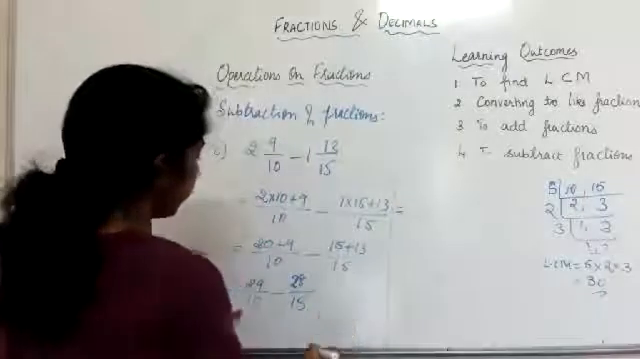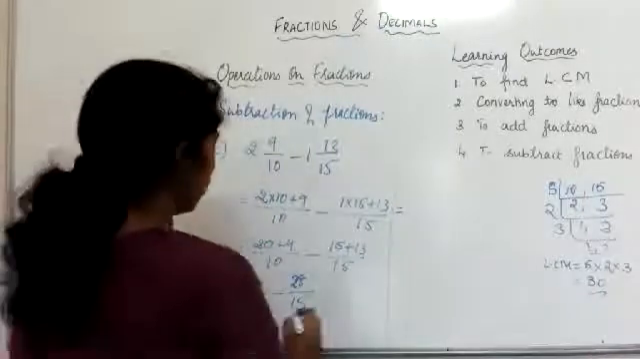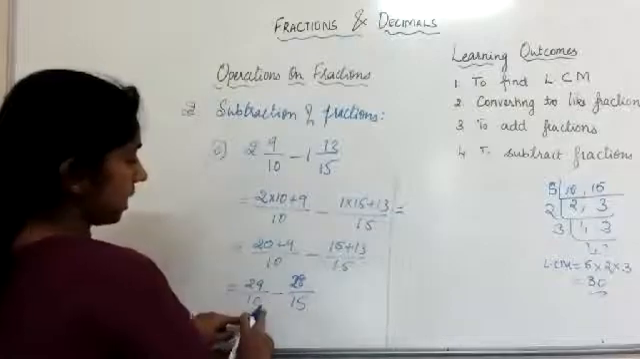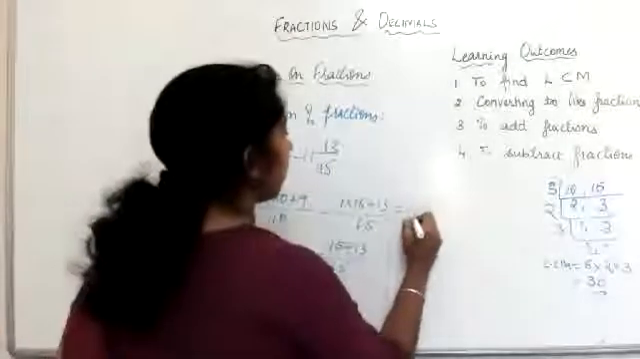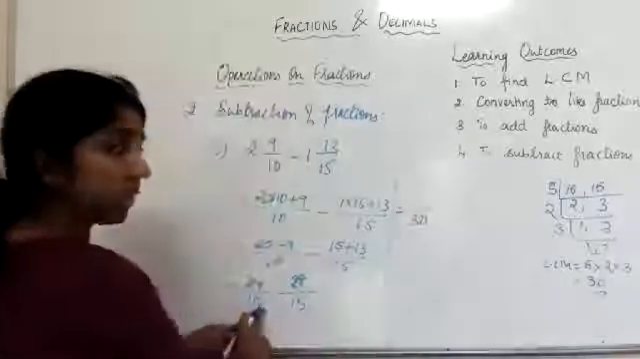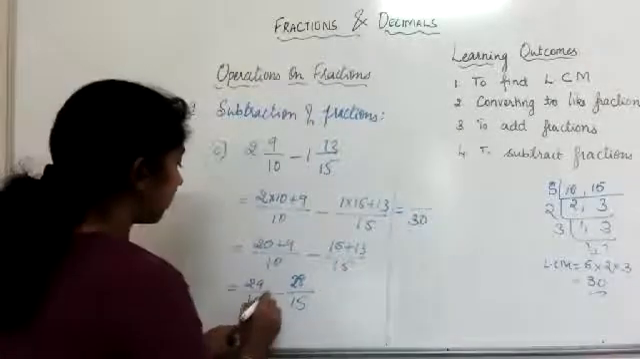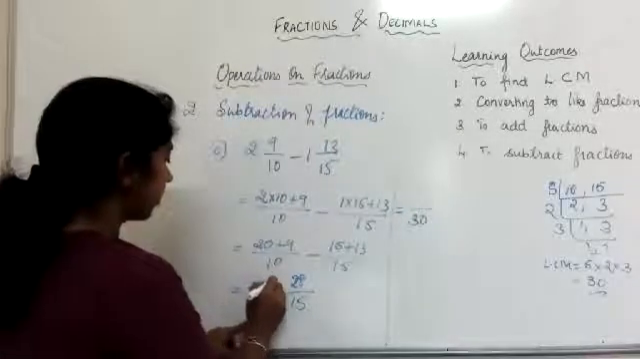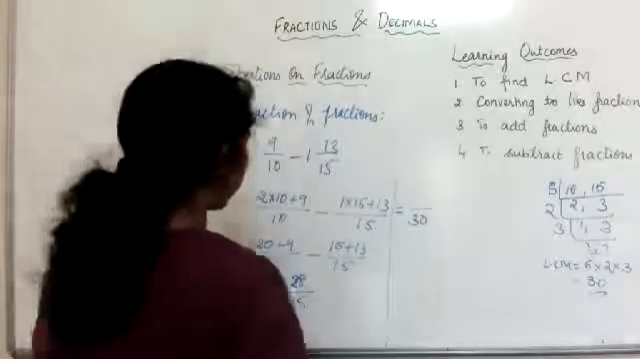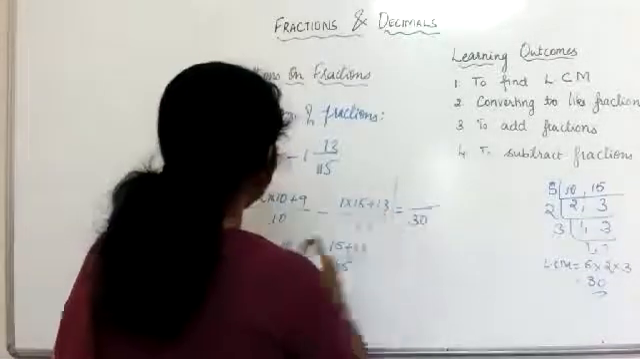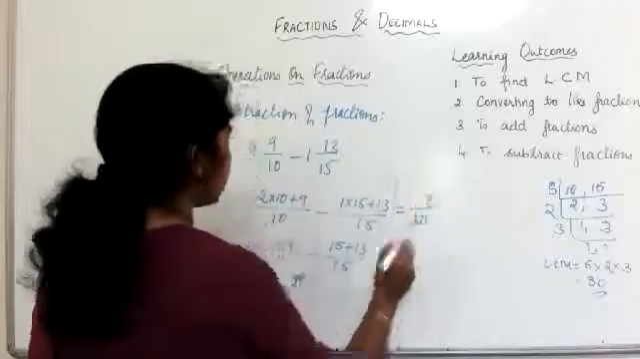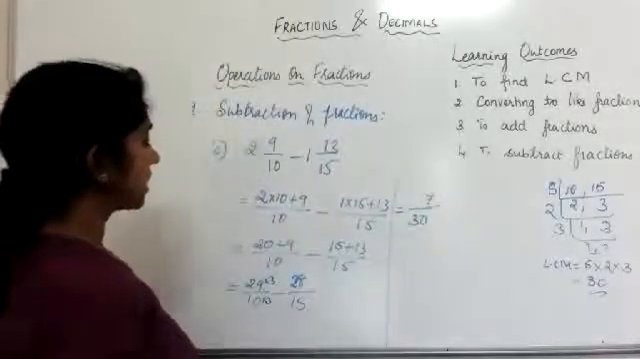So 29 by 10. So 10 has to be converted to 30. 10 how much are 30? 10 3s are 30. So you multiply by 3 on both. So 29 into 3 you have to do. 29 into 3 is how much? 9 3s are 27. 2 is a carry. 3 2s are 6. 6 plus 2 is 8.